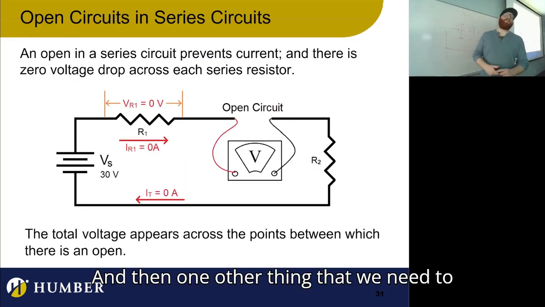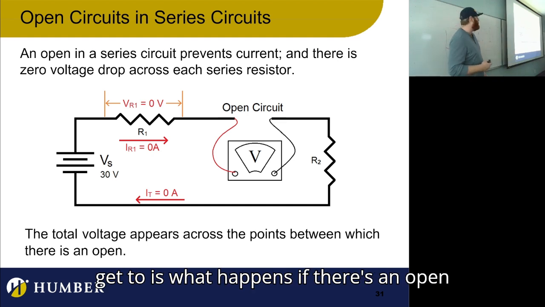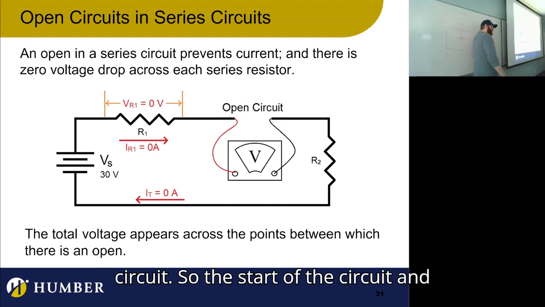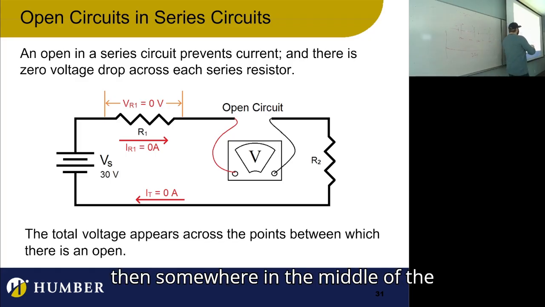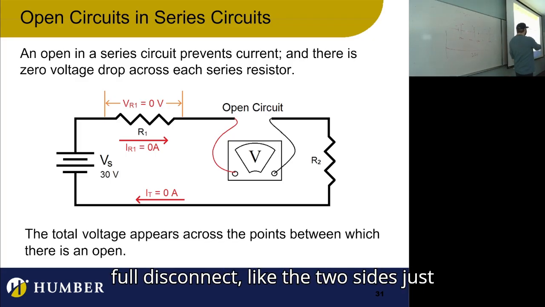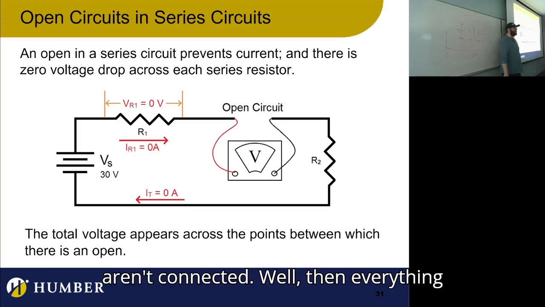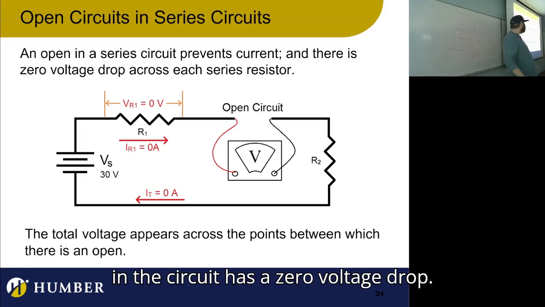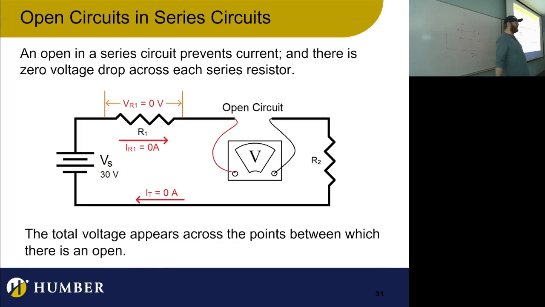And then one other thing that we need to get to is what happens if there's an open circuit. So the start of the circuit and then somewhere in the middle of the circuit, anywhere in the circuit, has a full disconnect, like the 2 sides just aren't connected. Well, then everything in the circuit has a 0 voltage drop.